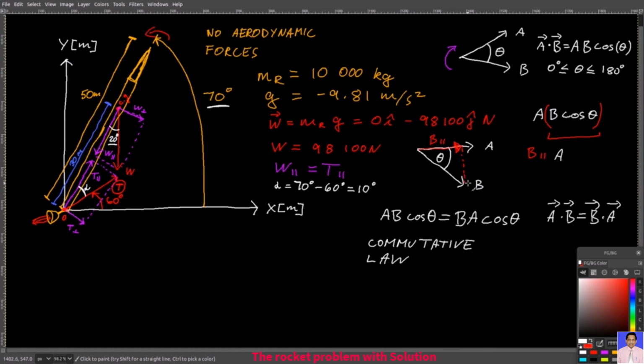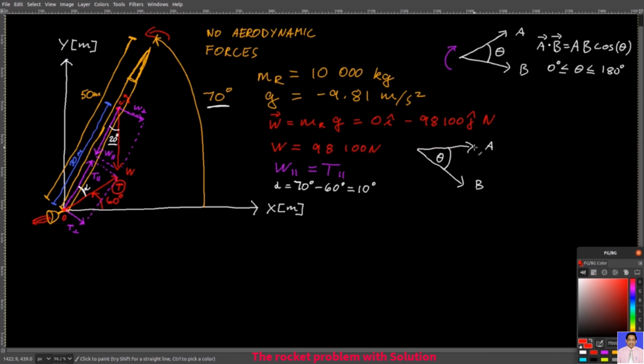When you obtain the component of B parallel to A, that can also be described like this: you are projecting B onto A, and then vice versa. If you obtain the component of A parallel to B, then you are projecting A onto B. In both cases, you have right triangles here, in this case and also in this case.